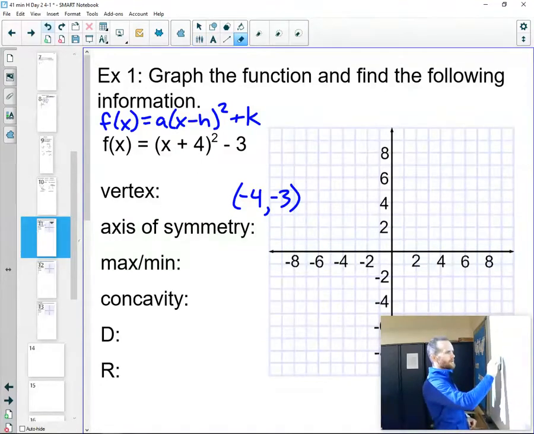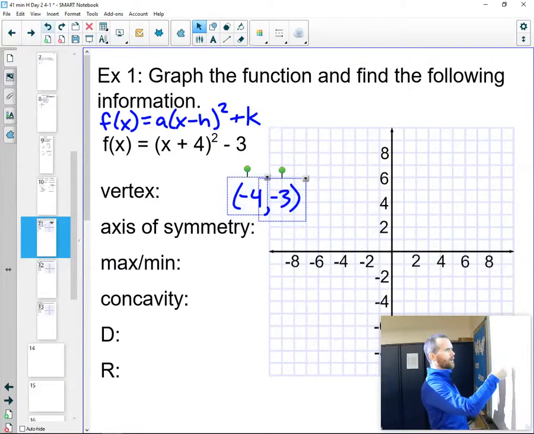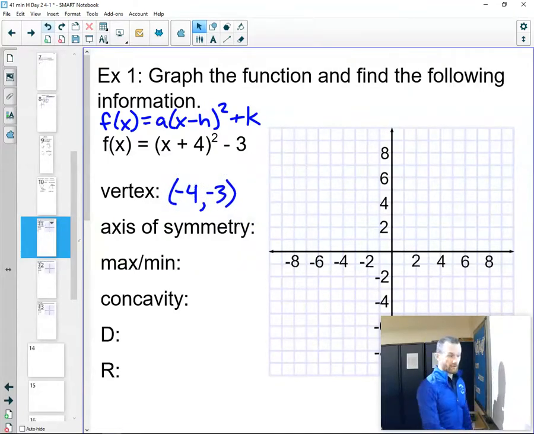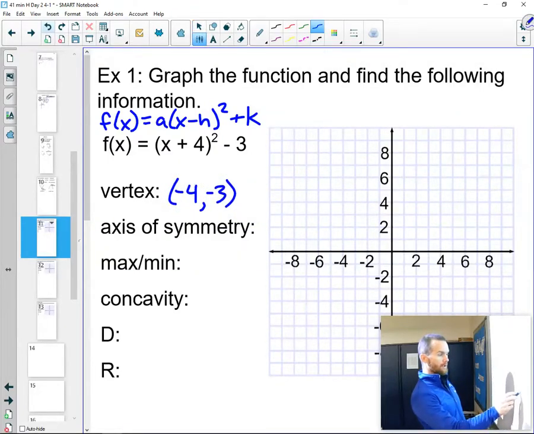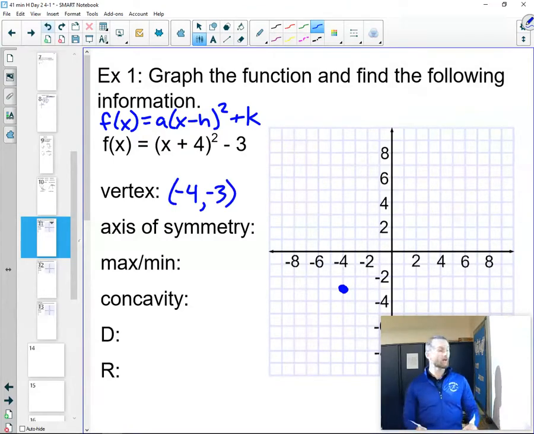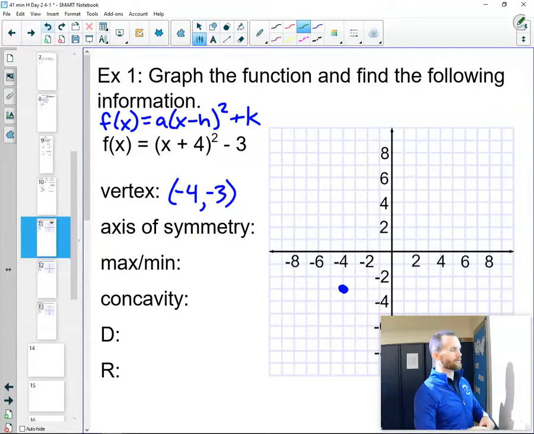Let me erase (h, k) just so we have a little bit more space to show our work. Slide this over. So there's our vertex. Let's graph it. So I'm going to go to (negative 4, negative 3). There's the vertex.